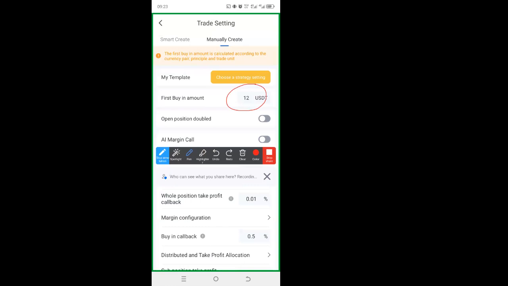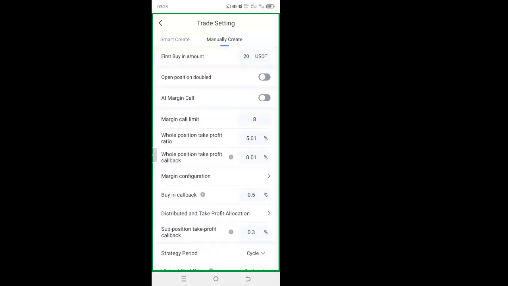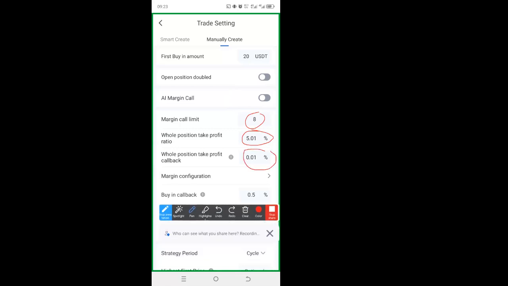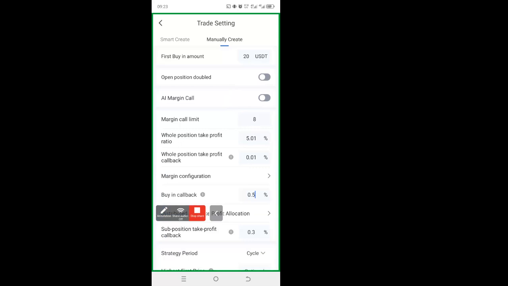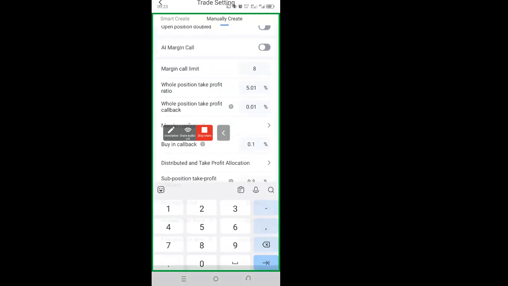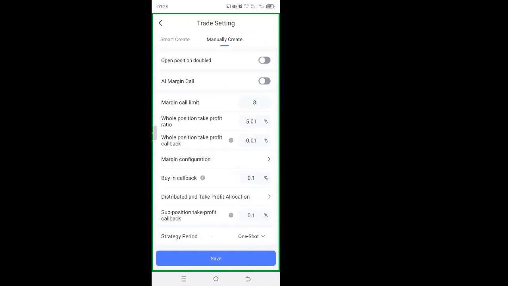Yeah. Then change it to the first buy-in amount. You had set the other side, this say 20. Now, if you see this, you realize that the margin call you had set 8. You had set 8 margin calls. You had said the take profit is 5.01. You had said the callback is 0. Oh yes, we had not said this before. Here is use 0.1. This is what I use always, 0.1. Okay, I had not. Then here is one shot.